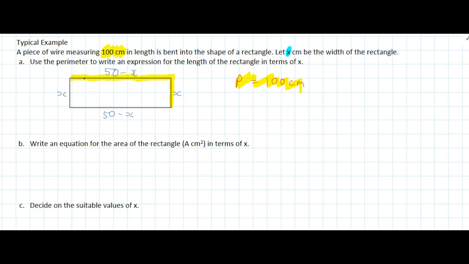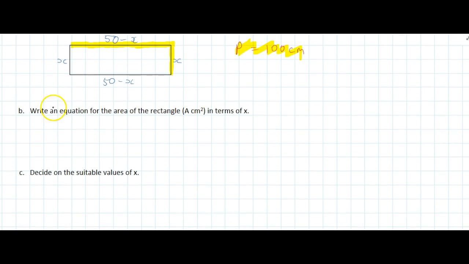Okay, so write an equation for the area of the rectangle, A centimeters squared, in terms of x. Now, since we've got our length and width, we can write an expression for area. Area of a rectangle, we know area is equal to length times width. In this case, this is the length here, and this is the width here. We simply substitute our values in, and let's put the x out first. The width times the length is that. So that's an equation for area. We should actually put A equals.